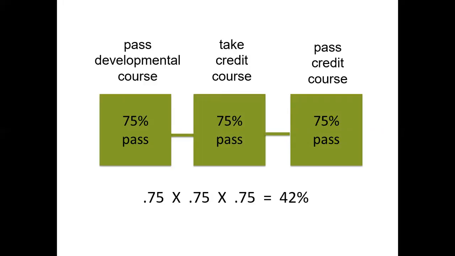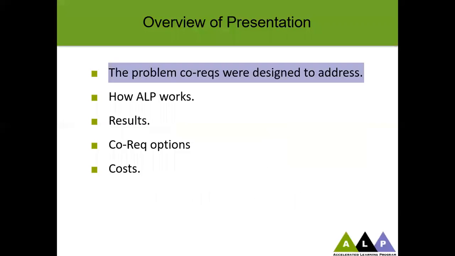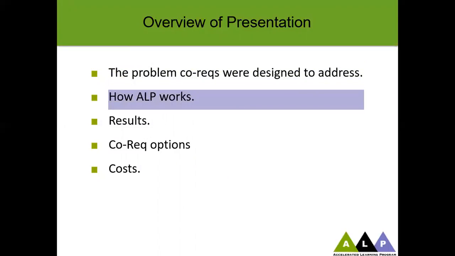That's the irony of the developmental pipeline. The longer you make the pipeline, the lower your success rate will be. In trying to increase our success rate, which originally was 50%, by requiring a developmental course, we lowered it to 42%, and we added an extra semester of coursework and tuition, of course, for all those students. So then we knew that the problems were two. One was the non-cognitive issues, and the other was that the pipeline was too long.